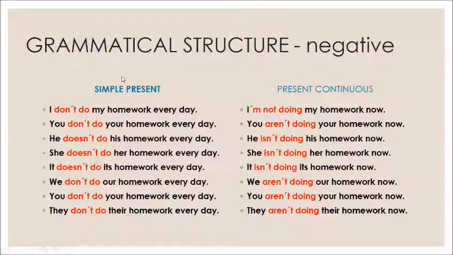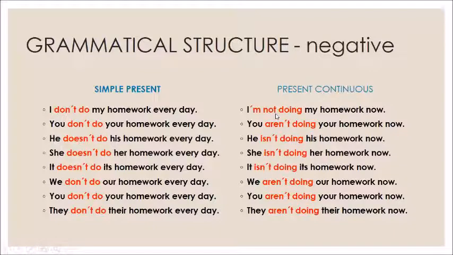In the simple present, then, we are going to use an auxiliary verb. Remember that the auxiliary verb for the simple present is do. And after the auxiliary verb, we use the main verb in simple form. Then we have I don't do. Don't is the auxiliary verb and do is the main verb with meaning. In this case, remember that do means hacer. In the present continuous, we only add the particle not to the auxiliary verb be, and then in that way, we form the negative.